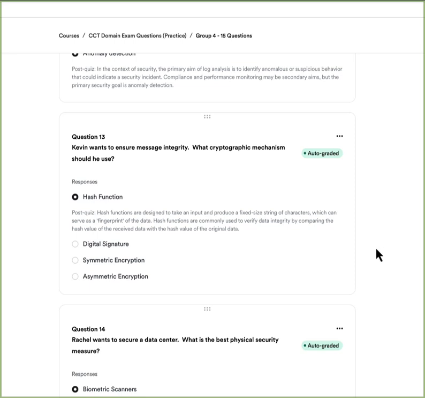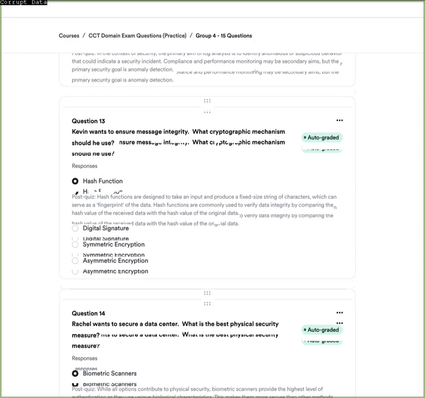The hash functions are designed to take an input and produce a fixed size string of characters, which then can be used as a fingerprint for the data, which we call a message digest. These hash functions are commonly used to verify the data integrity by comparing the various hash values. If they match, then it hasn't been modified. If they don't match, then the original data has been modified.